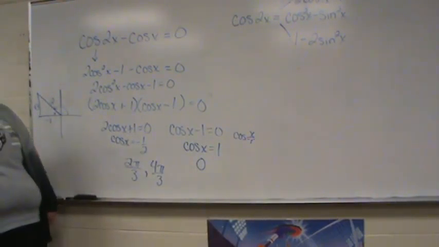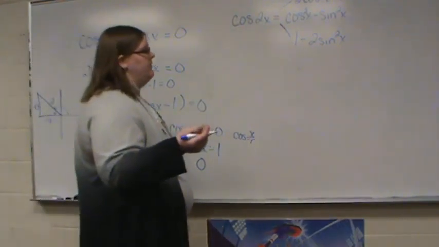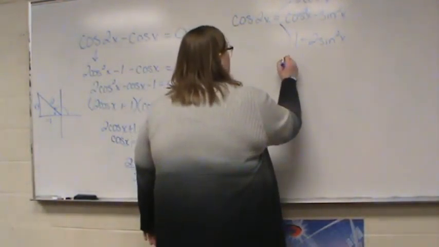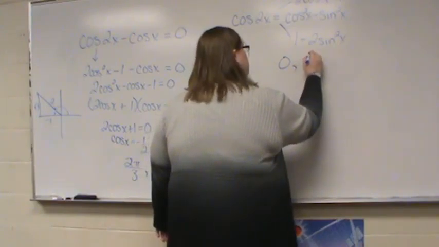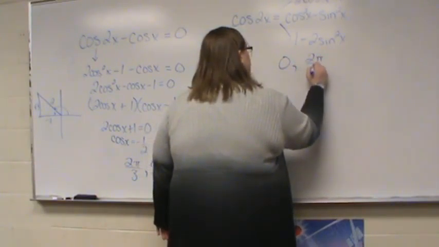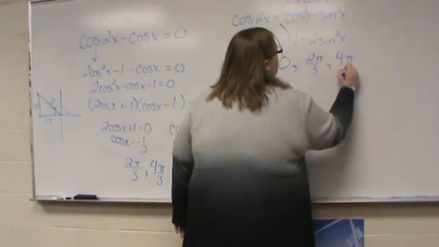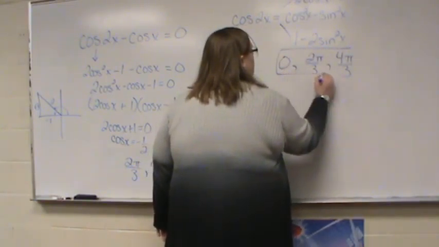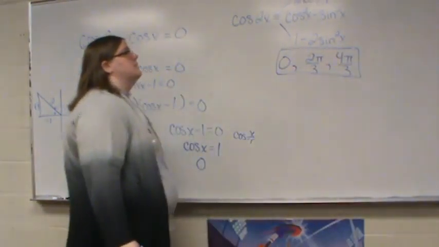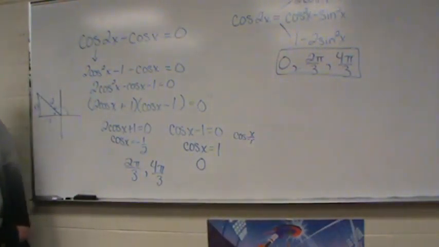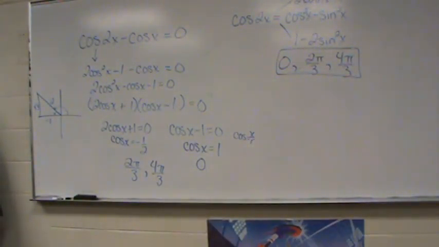So our answers for this one, because I don't have to do the 2k pi thing, are 0, 2 pi over 3, and 4 pi over 3. Those are our 3 answers. Go ahead and stop.